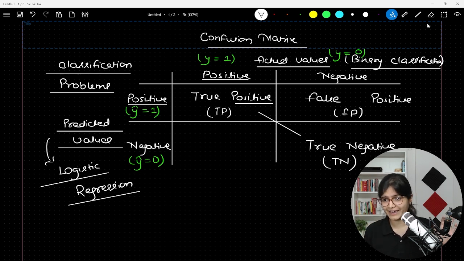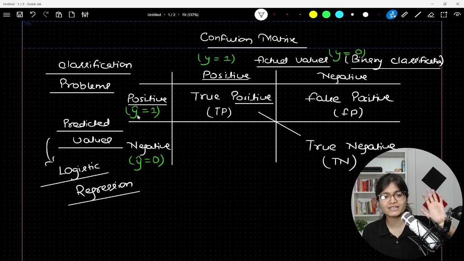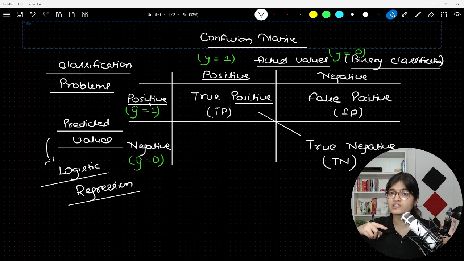So how I have written, again I am showing you. Please try to understand it very carefully. What I am saying is that my prediction says that the patient is diabetic. But actually the patient is not diabetic. The value of y is 0. That is why we are saying the record is positive because the prediction is positive, but it's a false positive.